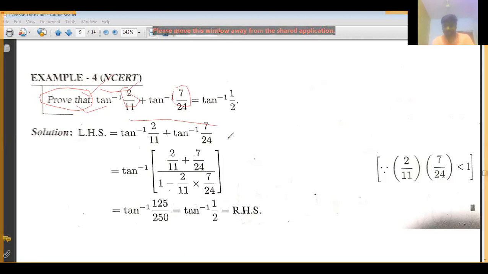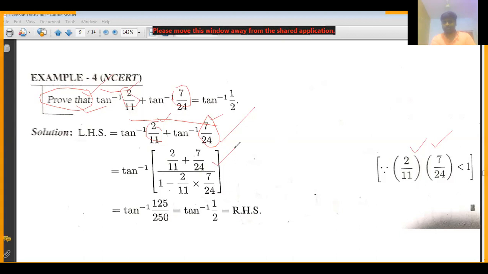Clear? Let me take LHS. This is a direct formula. First of all, tan inverse of x plus tan inverse of y. There are two formulas. See, is x into y less than 1 or not? 90% of the time it will be given less than 1 only. So in 90 to 95% of cases, we will use this formula only.